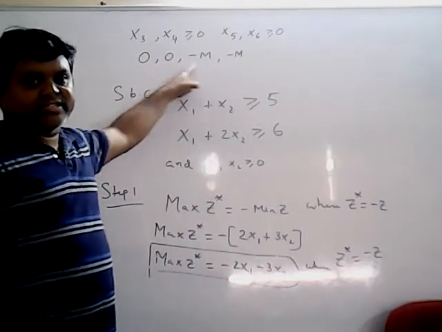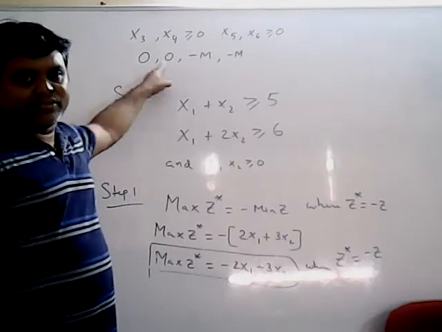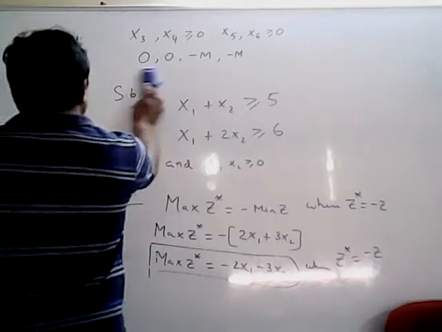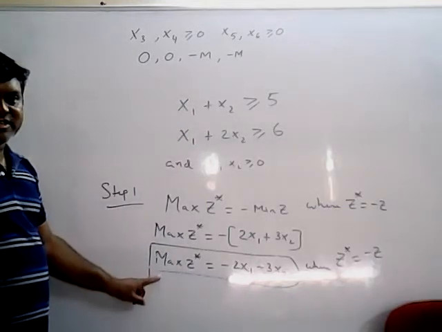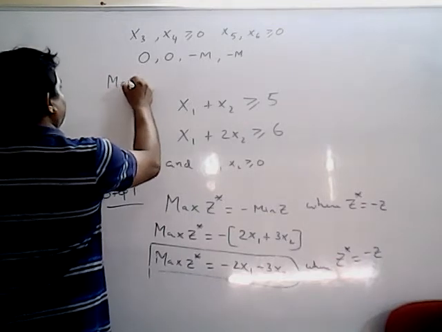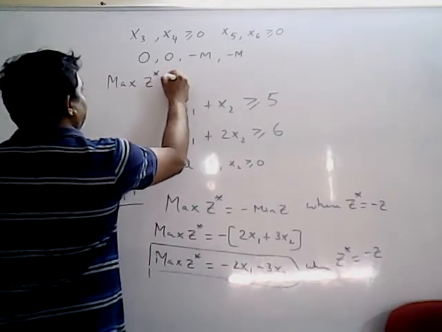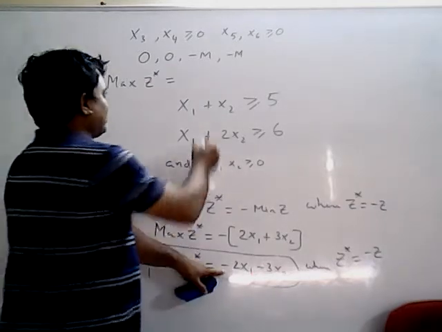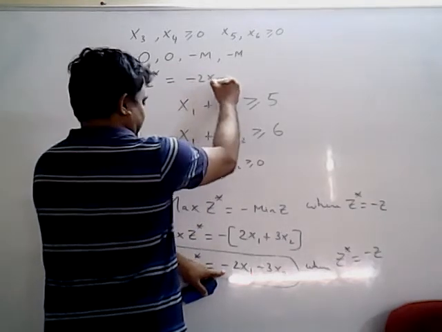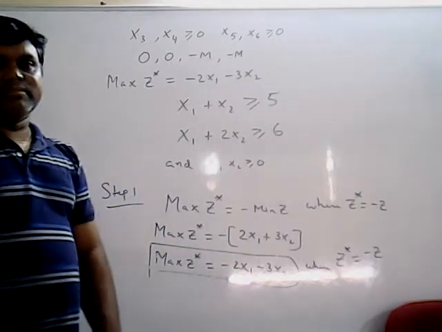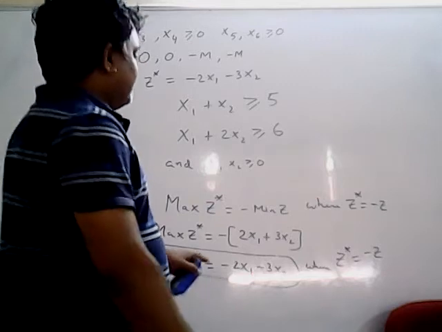So you have to take these things in the objective function. This is the objective function now. Then we get maximum z star equal to minus 2x1 minus 3x2.